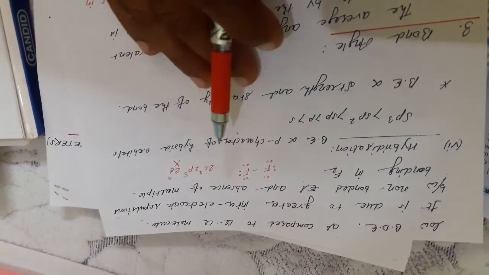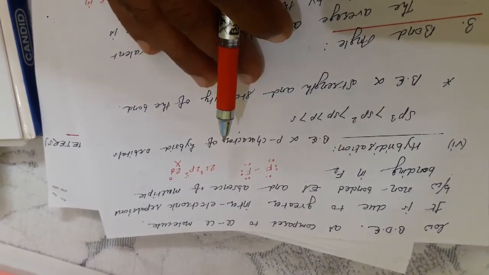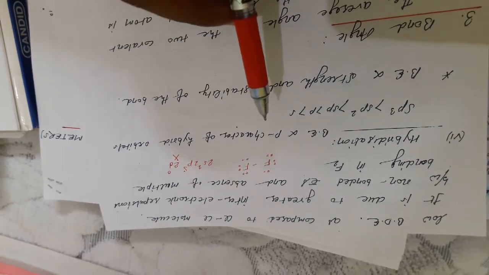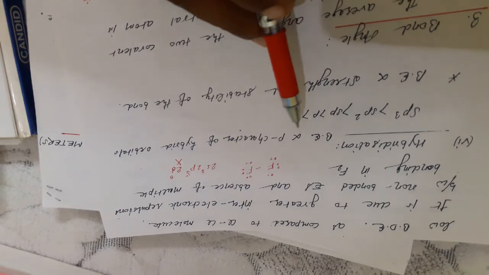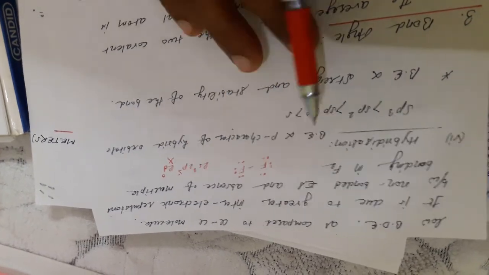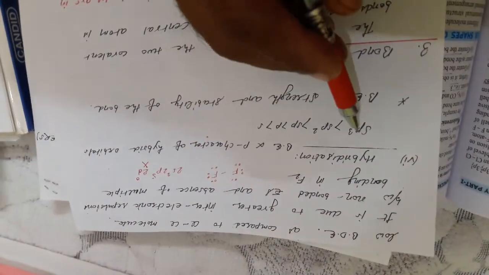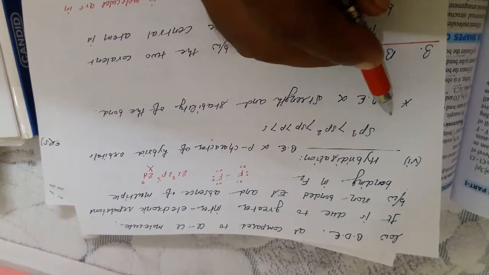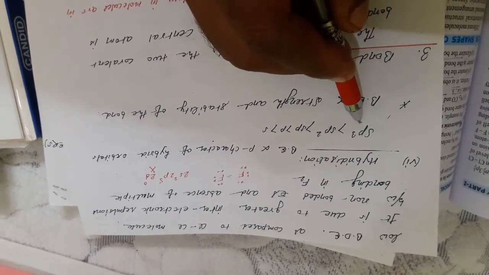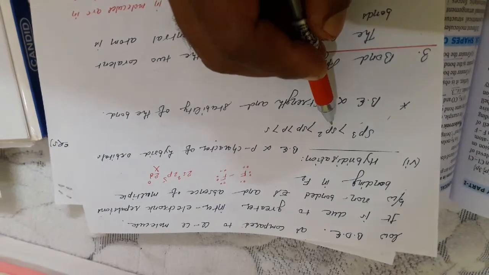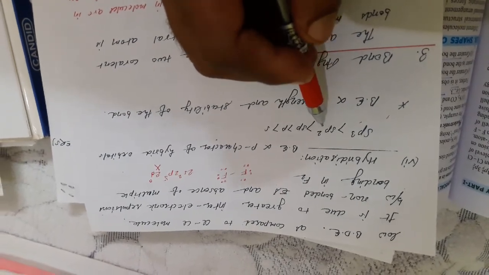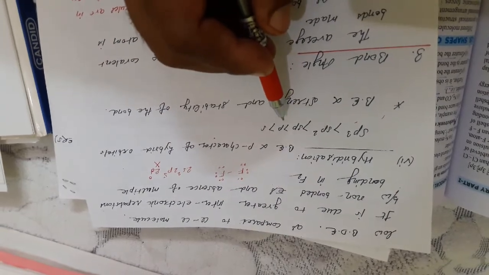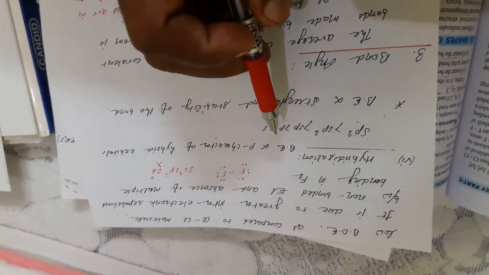Next is hybridization. The hybridization concept will come later, but if you know about hybridization, you can give it also. So bond energy is directly proportional to p character. In sp3, there is 25% s character and 75% p character. Here is 33.33% character of s, and the rest is p character. Here 50-50, and here is p 100%.